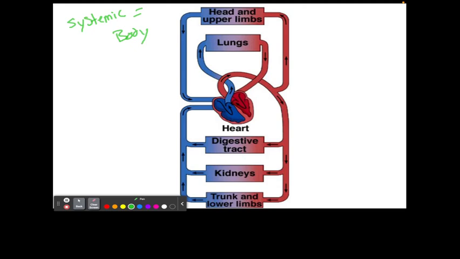The second loop is going to be the pulmonary, which is your lungs. This is the loop everyone forgets about. This is the part where you go to the lungs to drop off CO2 and pick up oxygen. So you have oxygen to actually do the systemic loop. All right, so just keep that in mind.